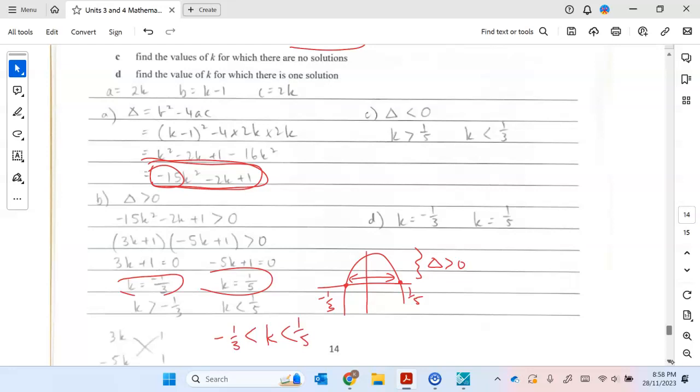And then when we're looking at C, no solutions. Remember that's when your discriminant is less than 0. So here, when we are below -1/3. Oh, hello, where's my negative sign? Put it in. And then greater than 1/5. So that's why we've got the greater than and the less than sign. And then obviously one solution, which is easier because we're not dealing with inequality signs. We have these equal signs.